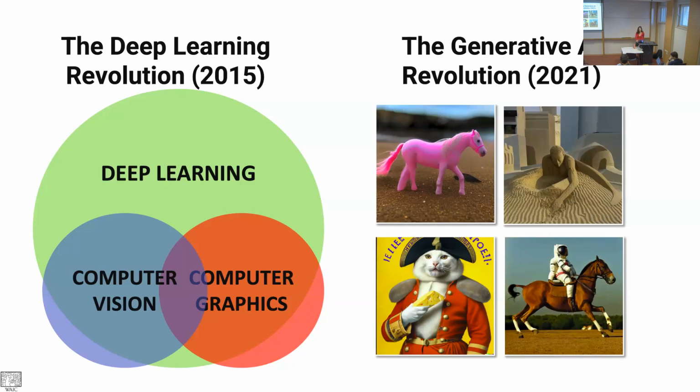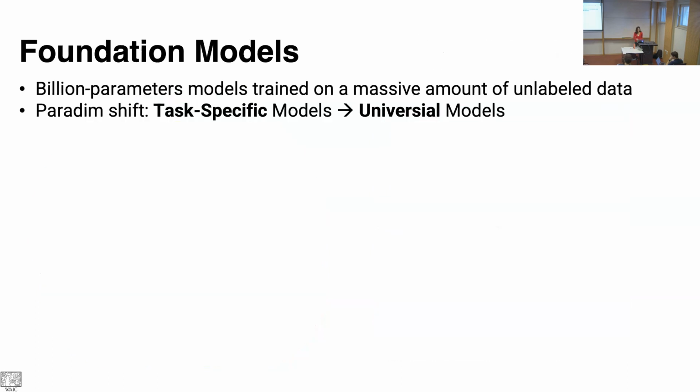And more generally, we are seeing this paradigm shift in the field where we are moving from task-specific models, for example, a model that was trained specifically to recognize objects in images. We're moving from this paradigm to what is called foundation models, which are huge billion-parameter models that are trained on a massive amount of data, for example, all the images on the web. And these models are so powerful that they can learn this universal representation of our visual world, which we can then use for many different tasks.